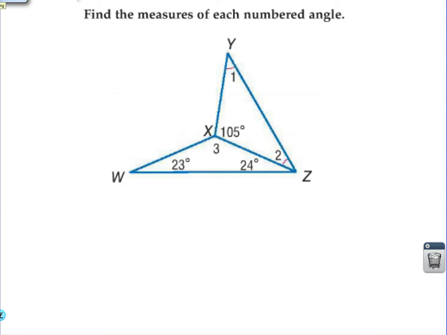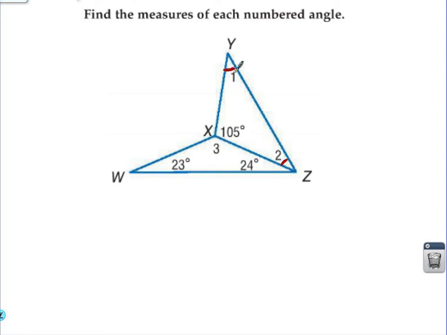Next problem, they give you that angle 1 is the same as angle 2. See the tick marks? Tells you about congruence. But before I did angle 1, well, yeah, let's do angle 3 first. Kirsty, one more time, what does the 3 angles have to add up to?